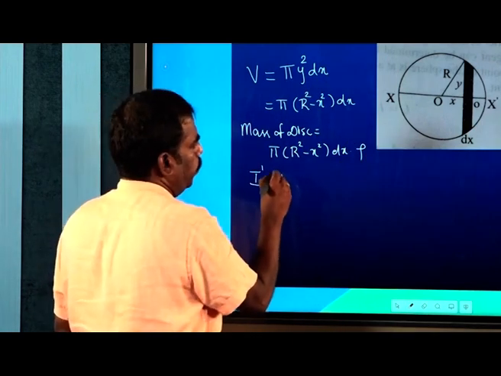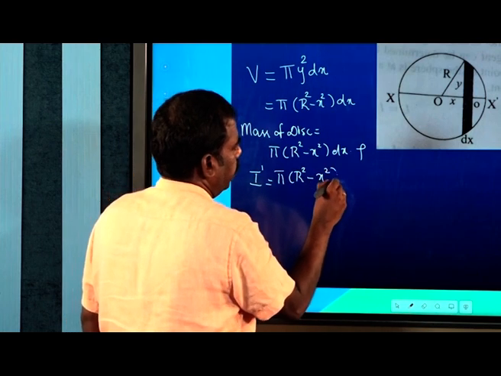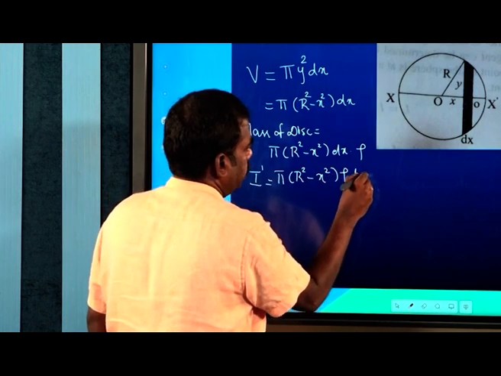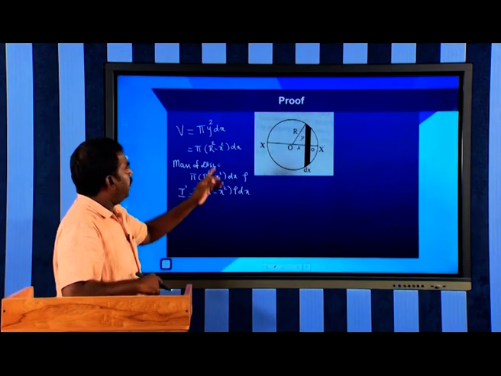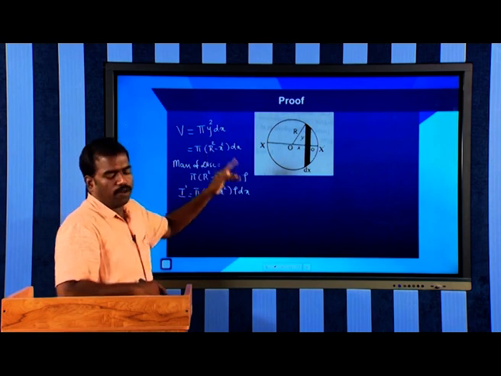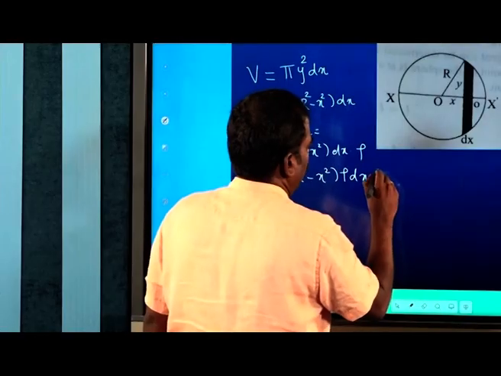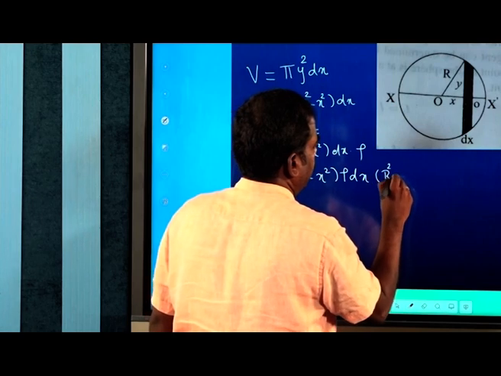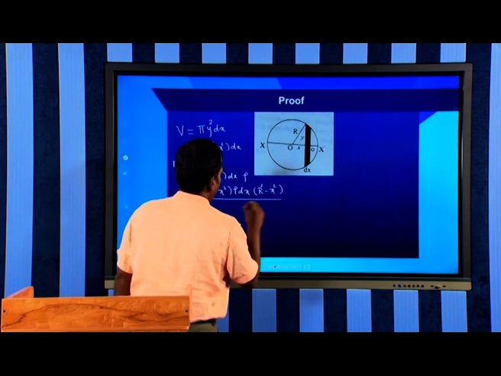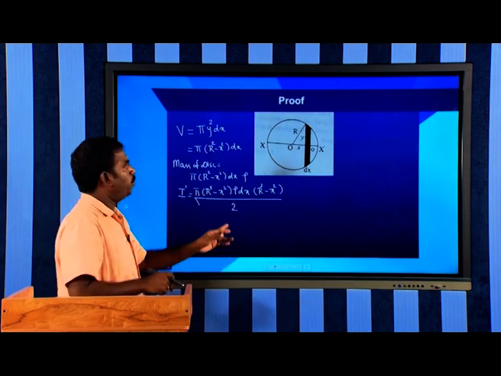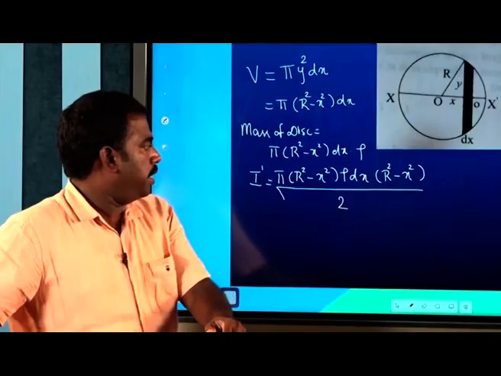It is pi into r square minus x square rho dx, mass into radius square. What is the radius? Root of r square minus x square. So the square is r square minus x square, so it is y square divided by 2. This will give you the moment of inertia of the disk about x or x dash.